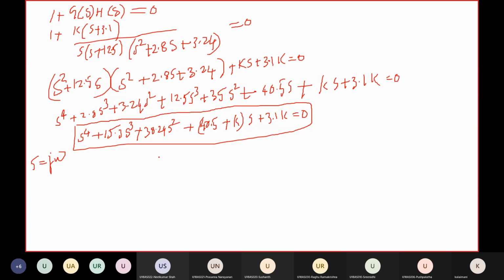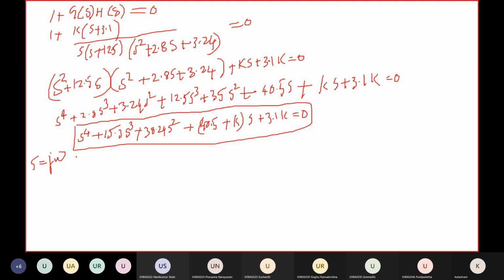From that equation, we substitute s equal to j omega. Then we segregate the real part as well as the imaginary part equal to 0. Then we find the value of omega that will indicate where the root locus branches intersect the imaginary axis. The k values indicate, while the root locus branches intersect the imaginary axis, the respective gain value.